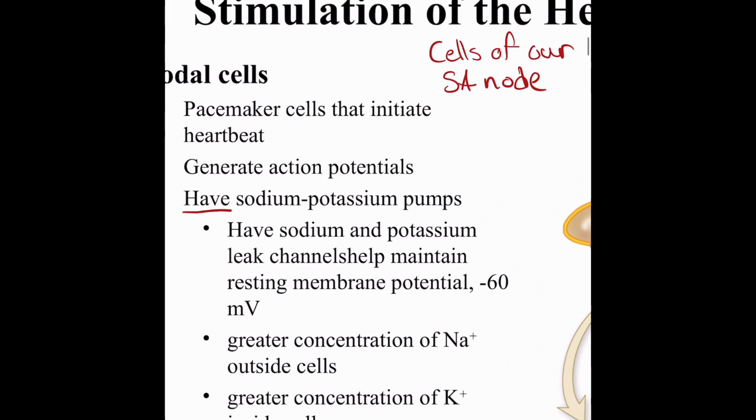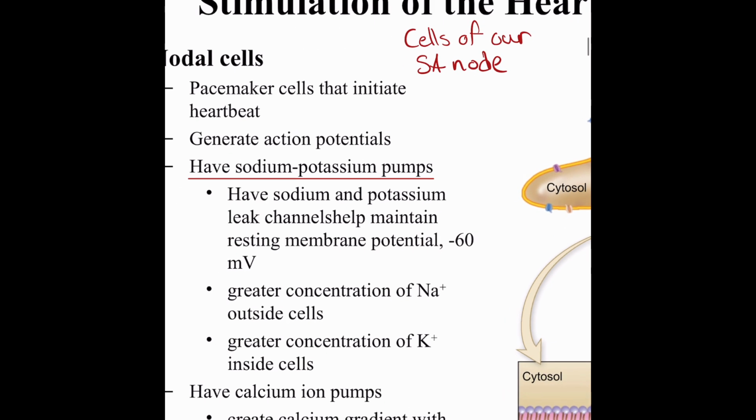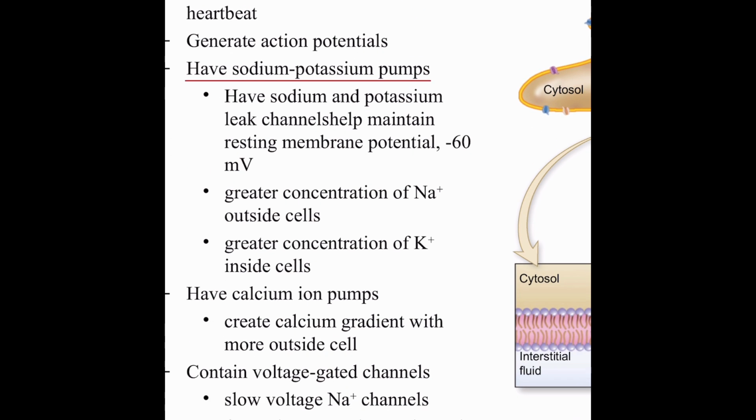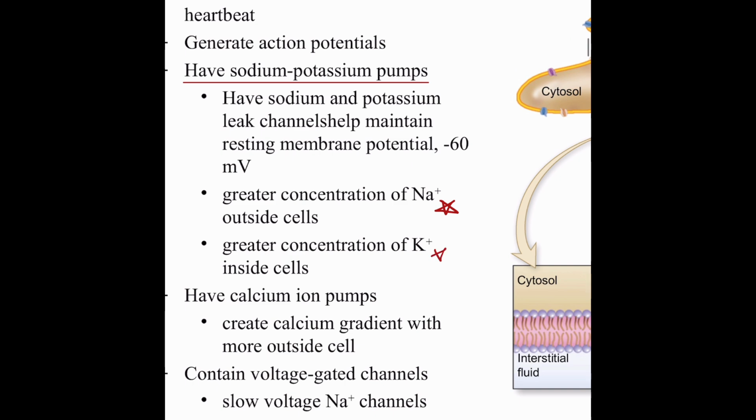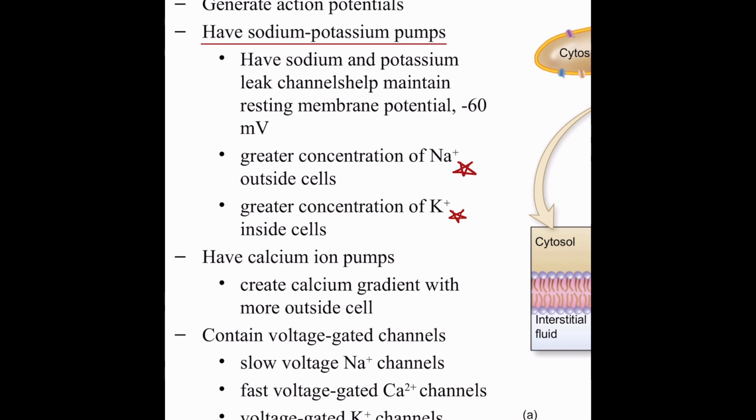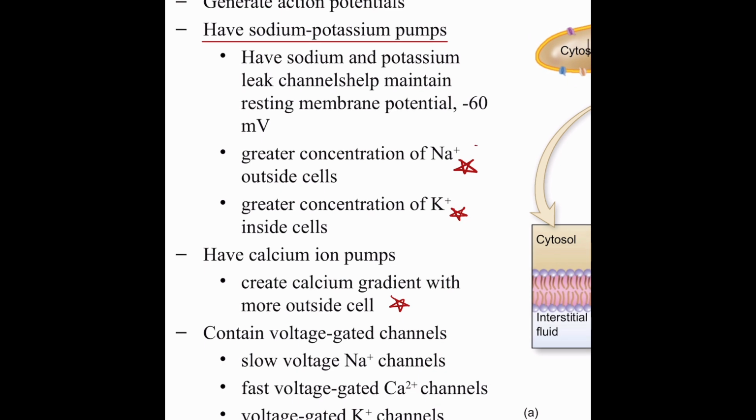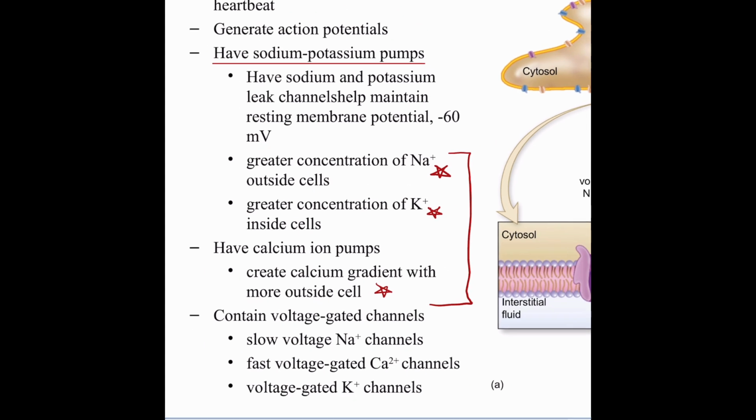And the most important thing here would be our sodium-potassium pumps. And they have sodium-potassium leak channels that help maintain this negative 60 mV, or 60 millivolts. Main things to note is there is a greater concentration of sodium outside the cell. There's a greater concentration of potassium inside the cell. We also have calcium ion pumps, and it creates a calcium gradient with more calcium outside the cell, right? So these three are really important to note here at the nodal cells.